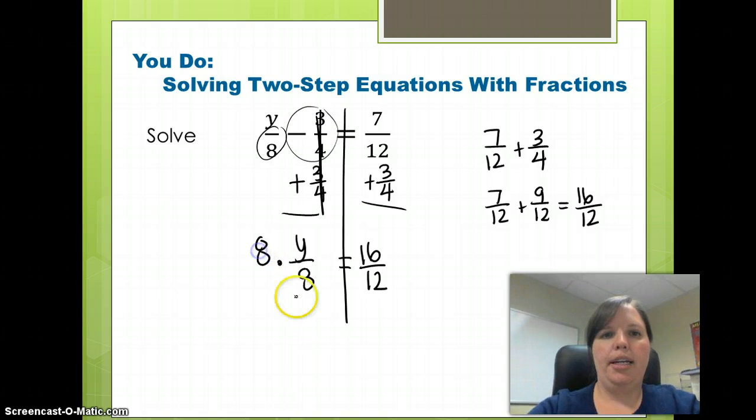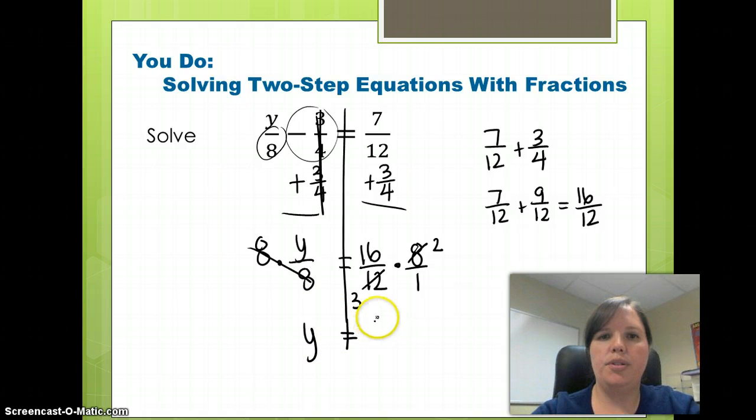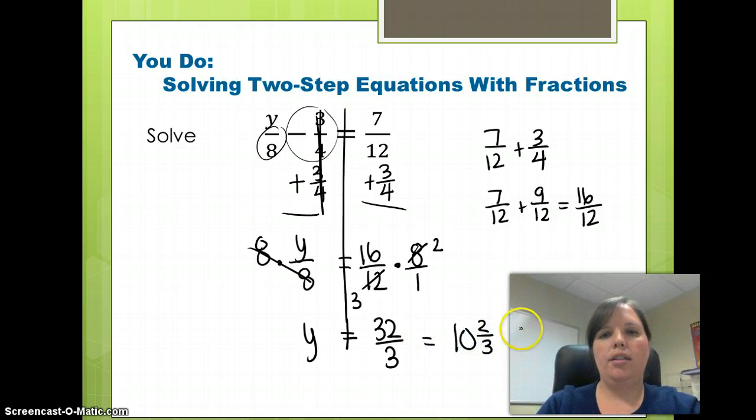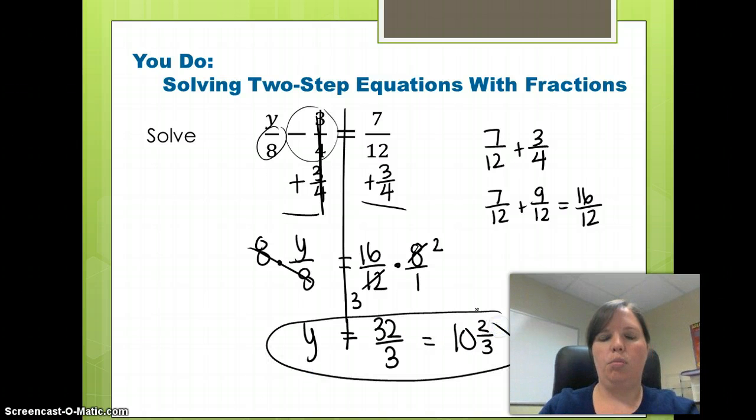I'm going to multiply by 8, which is 8/1. And I'm going to cross cancel, simplify. Both 12 and 8 can be divided by 4, so that's 3, and that's 2. So my final answer, the 8's cancel out. y equals 16 times 2 is 32. 3 times 1 is 3. So 32/3 is an acceptable answer, or if you want to put 10 2/3, either one will work.